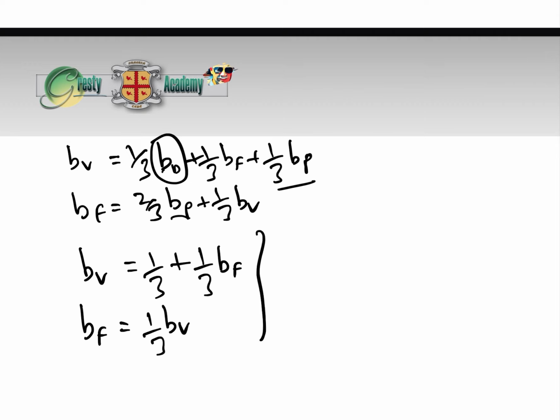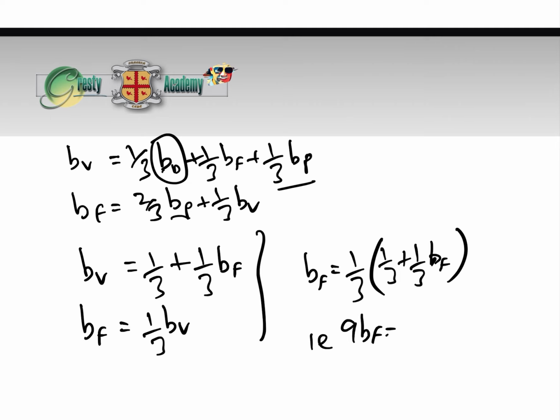Solving these two simultaneous equations, we get BF equals 1/3 add 1/3 BF, i.e. 9BF equals 1 add BF. So BF equals 1/8 and BV equals 3/8, just solving those two equations.